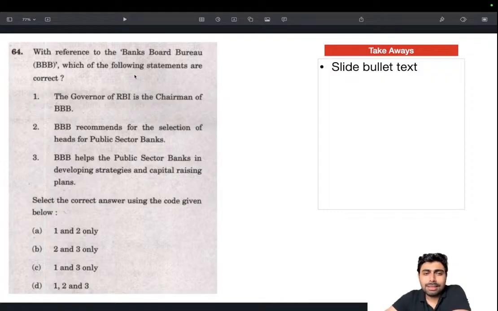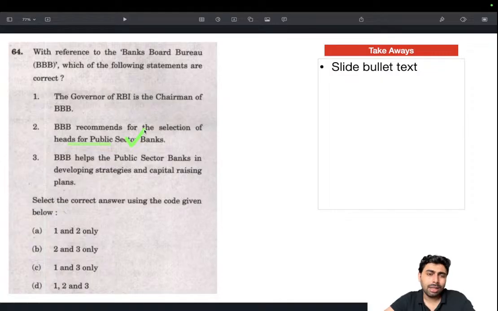Banks Board Bureau. This is not very relevant in this day and age, because this was at its peak in 2019 to 2021 when the NPA crisis was at its peak. So then there was the insolvency and bankruptcy code, things like that. Then Banks Board Bureau was constituted. So it was in the news back then. Governor of RBI is the chairman of Banks Board Bureau. Okay. Banks Board Bureau recommends the selection of heads of public sector banks.